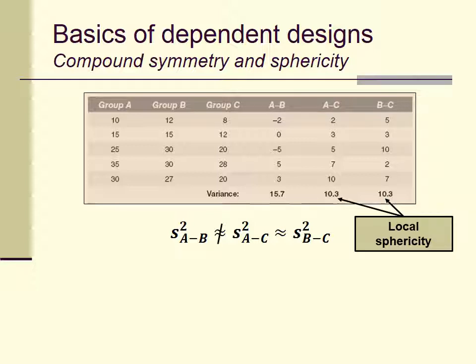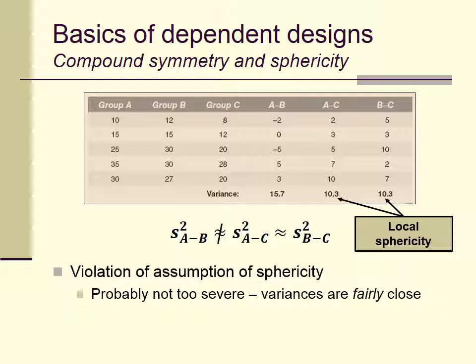And what that means is, again, the relationship between A and C is somewhat consistent with the relationship between B and C, while the relationship between A and B is not that consistent with either of those other two relationships. Again, it's that same idea of trying to describe the consistency in relationships of our variables across different levels of this outcome variable. Now here, just to be clear, we have a violation of this assumption of sphericity, but it's probably not too severe because it's fairly close and there's at least some local sphericity.